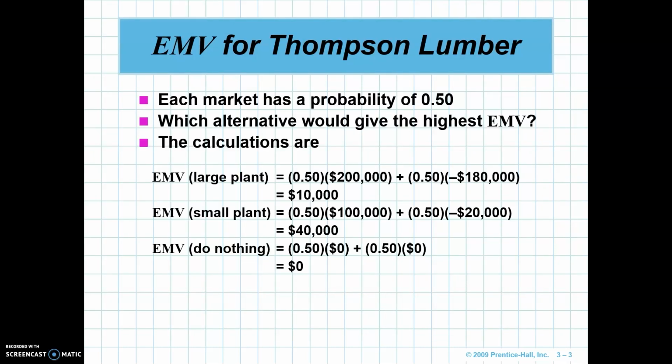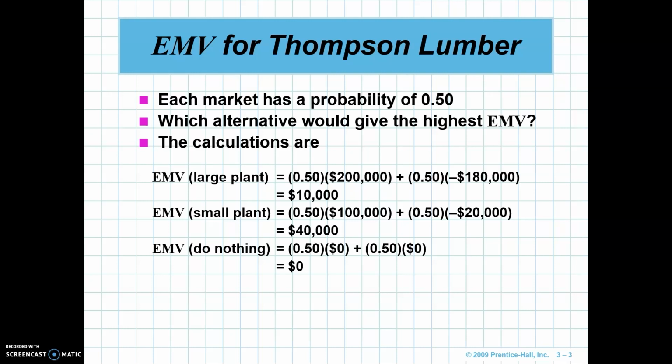So we have already discussed the Thomson Lumber Company, right? We have calculated under uncertainty five methods, and what decision could be taken under those five methods, right? So now we'll be calculating the EMV, that is the expected monetary value, for Thomson Lumber. There are two states of nature, which we discussed in the previous videos. The first one is a favorable and the second one is an unfavorable market, right? Here it is given that each market has a probability of 0.5, right?